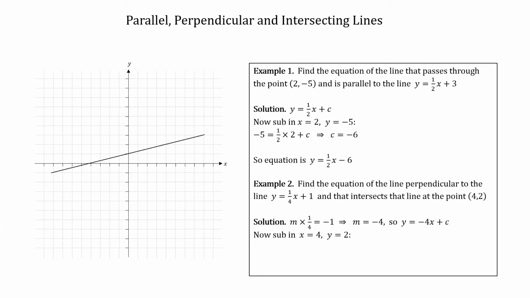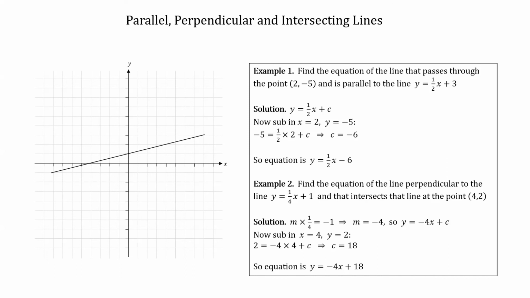So we sub this into this equation, so we get 2 equals -4 times 4 plus c. So we've let x equal 4 and y equal 2. -4 times 4 is of course -16. We take that over to the other side, and we get 2 plus 16, which is 18. So c equals 18. So we can write down the equation then. It's y equals -4x plus 18.